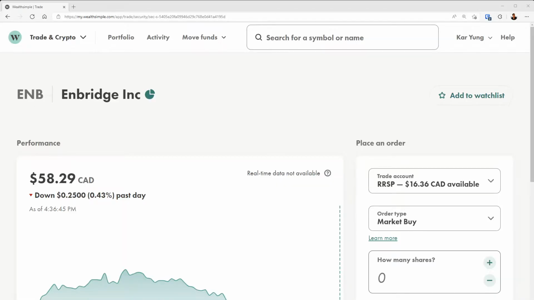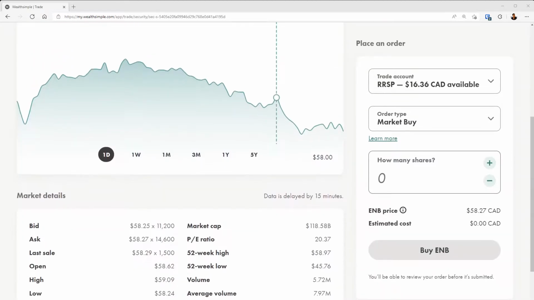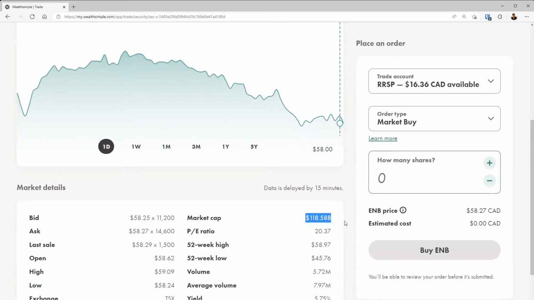And by basic information, I just mean the basic terminology like market cap, bid, ask, yield, all these terms that you see once you're in Wealthsimple that might be intimidating if you don't know what anything means. So let's start with market cap and let's look at a company like Enbridge, where the market cap is $118.58 billion. It just means, quite simply, how much the market thinks the company is worth. And the market cap is related to outstanding shares and, of course, the stock price.